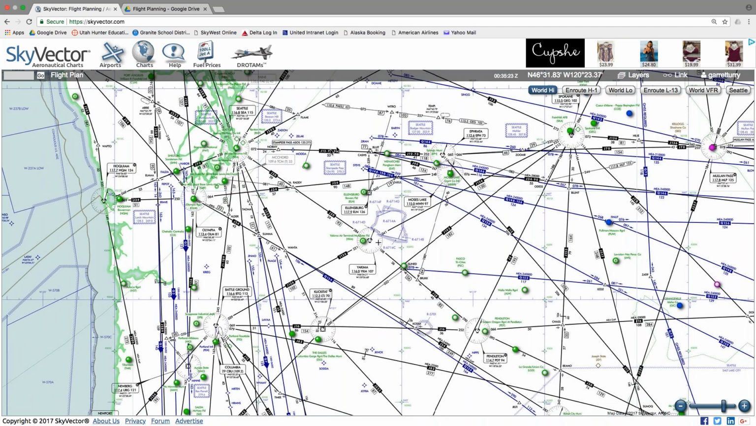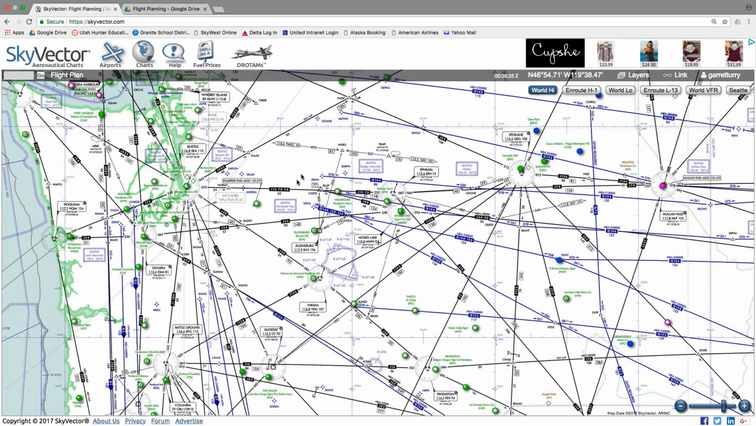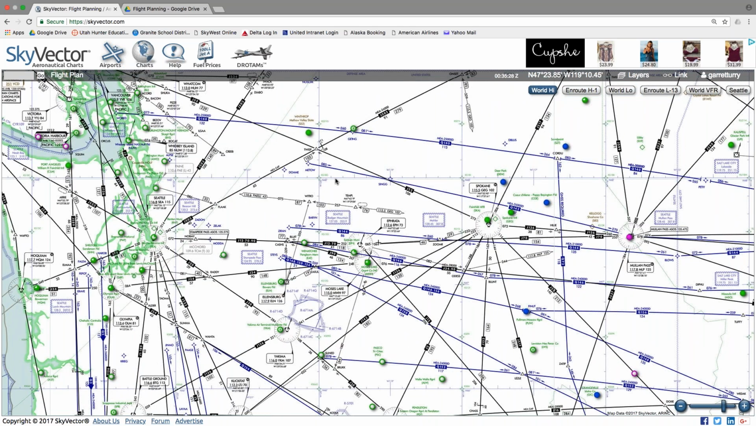Okay. And then you look at this chart. Okay. And look, you've got Seattle Tacoma VOR, 072 radial. You've got your distances here. And then you've got your 118 here. You've got Ephrata right there. And then you've got, once again, your distances, your jet route, your next VOR.